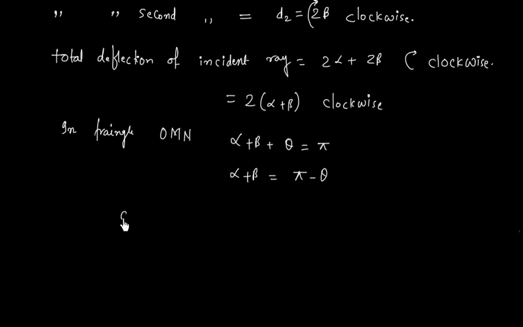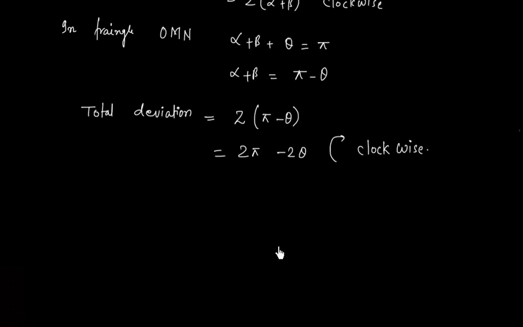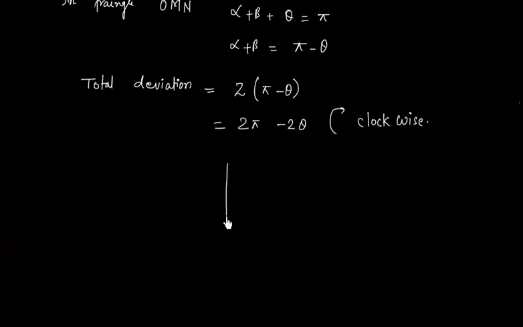So we will have the total deflection, or deviation, more correctly it is deviation, equal to 2 times alpha plus beta, that is 2 pi minus 2 theta, in the clockwise direction. Now 2 pi minus 2 theta in the clockwise direction is the same as 2 theta in the anti-clockwise direction.